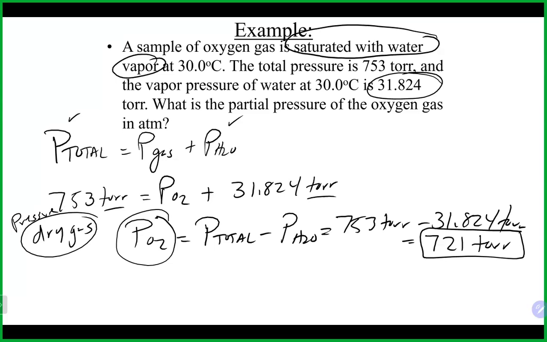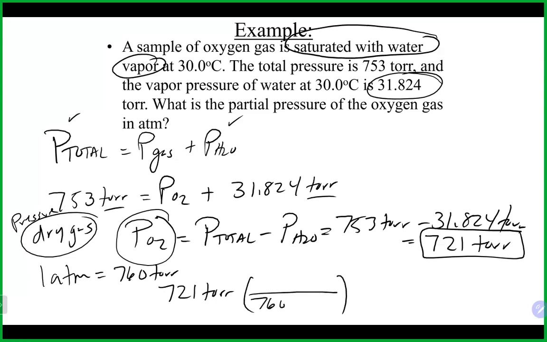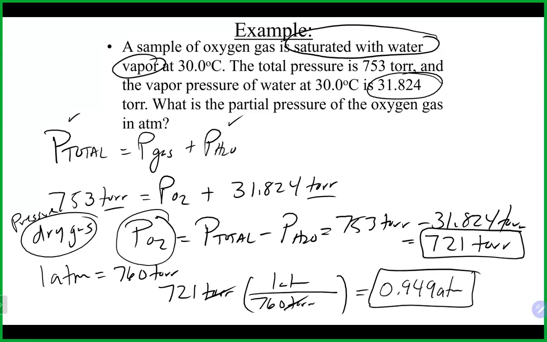It also wants it in atmospheres. So remember that 1 atmosphere is 760 torr. That's our conversion factor, so 721 torr times 1 atmosphere over 760 torr. The torrs will cancel, and that gets us approximately 0.949 atmospheres, which would be our partial pressure of oxygen, or the pressure of the dry oxygen gas, because we subtracted off water's contribution.